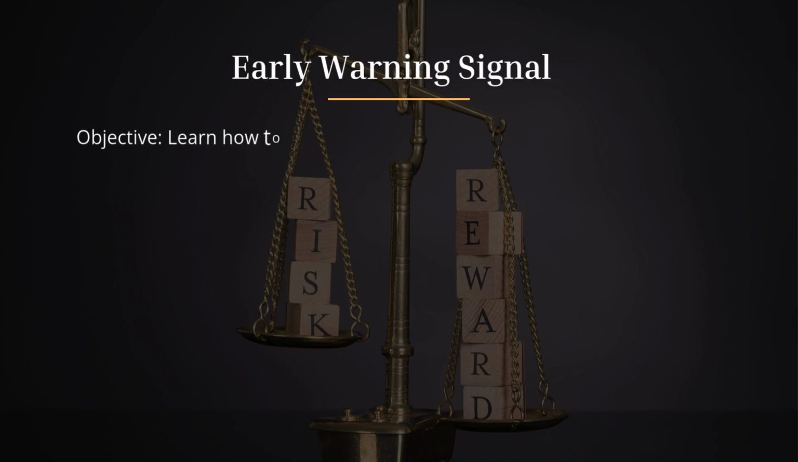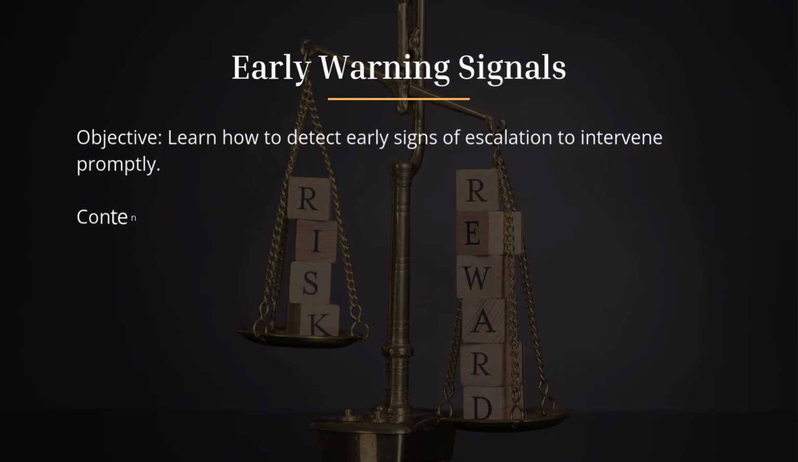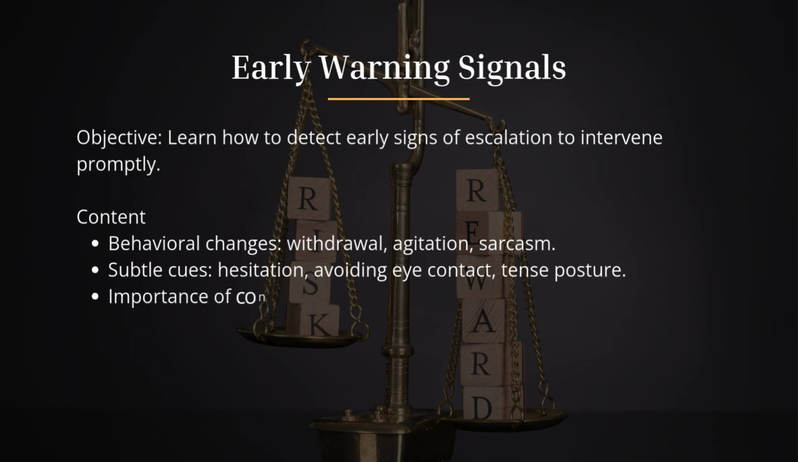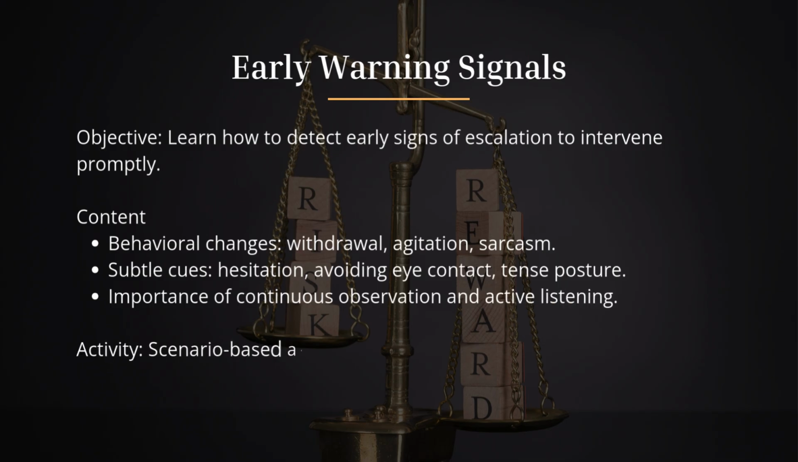Early warning signals. Objective, learn how to detect early signs of escalation to intervene promptly. Content. Behavioral changes, withdrawal, agitation, sarcasm. Subtle cues, hesitation, avoiding eye contact, tense posture. Importance of continuous observation and active listening. Activity, scenario-based activity. Students role-play early warning detection in short conversations.